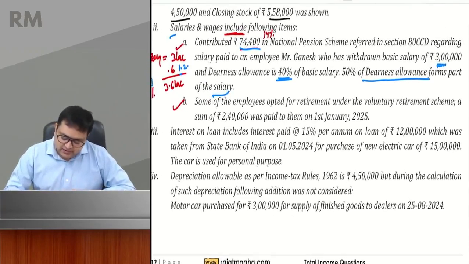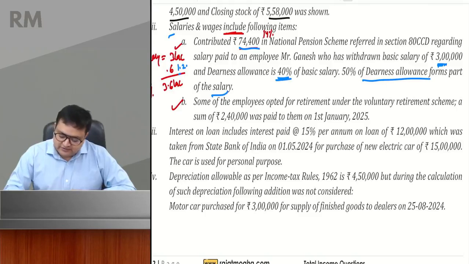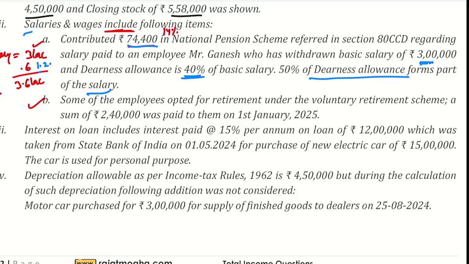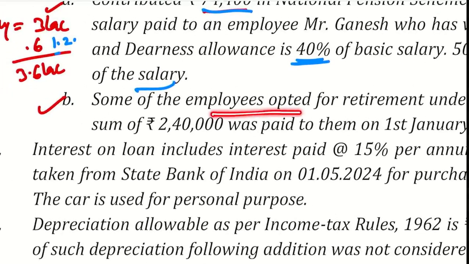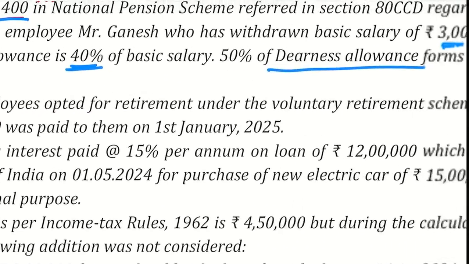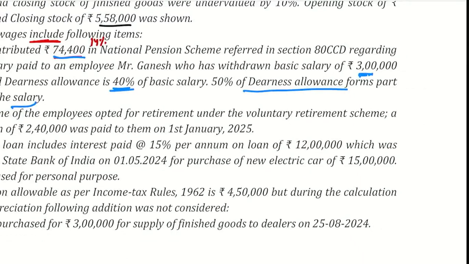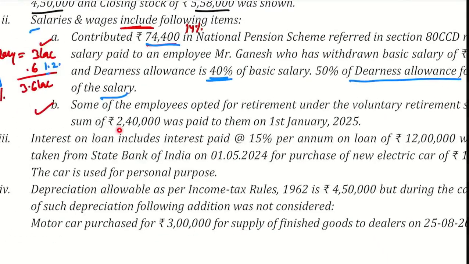Now, some of the employees opted for retirement under voluntary retirement scheme. Some of the employees opted for retirement under voluntary retirement scheme, and a sum of 2,40,000 was paid to them on 1st January 2025.